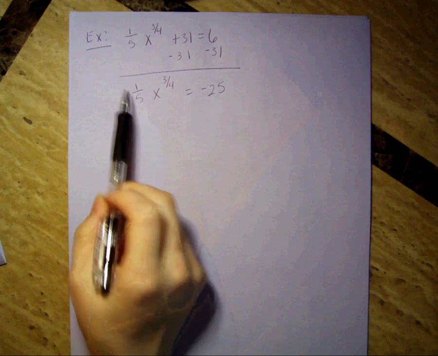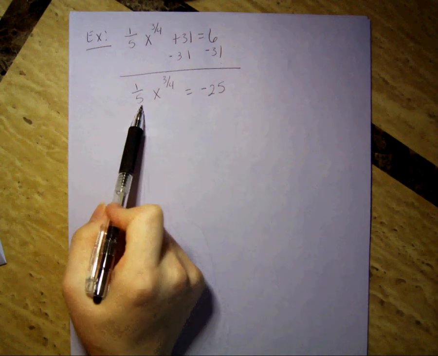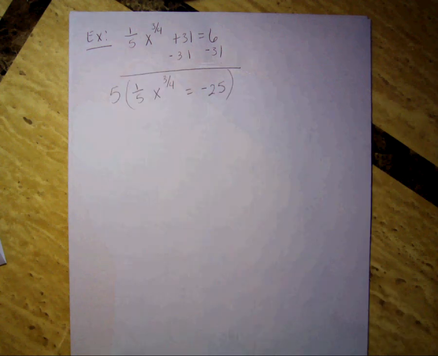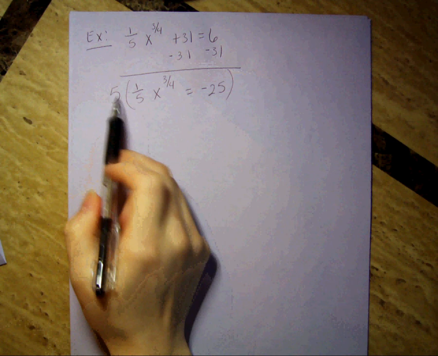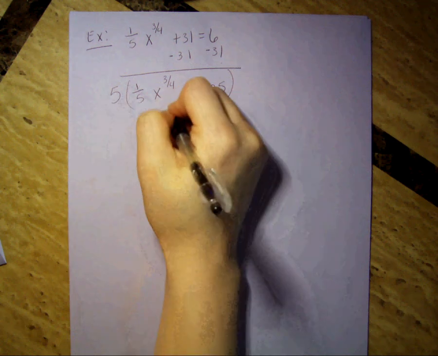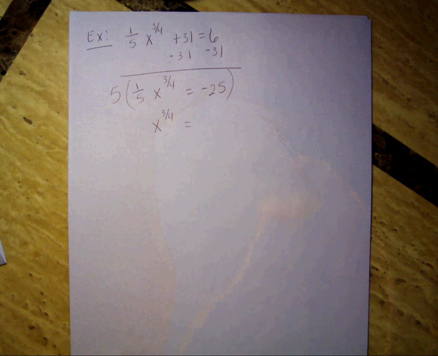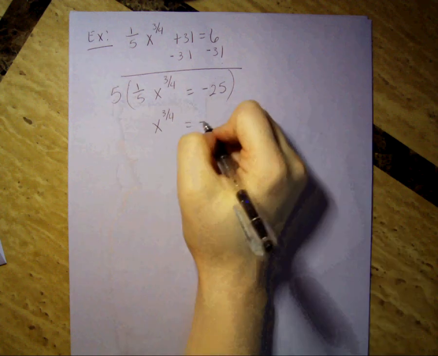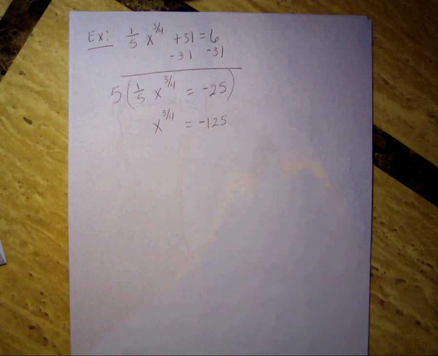And to get rid of the 1/5, you can either divide by a fifth or multiply by 5. It means the same thing. I'm just going to go ahead and multiply by 5. 5 times a fifth, those things cancel out, which is what I wanted. So I end up with x to the 3/4 equals 5 times -25 gives me -125. And so there we go.